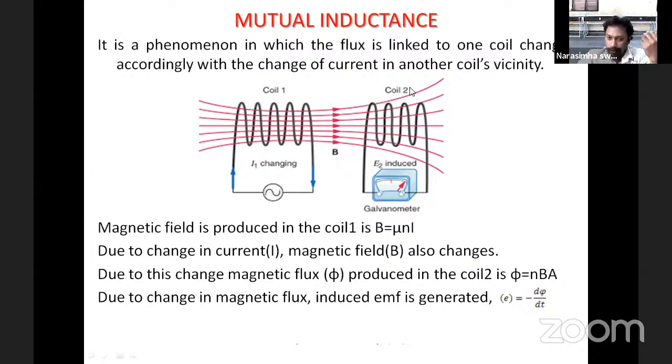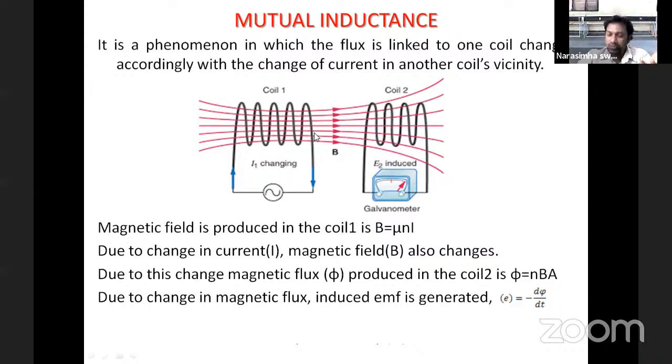So here, in the next coil, coil 2, EMF will be generated. If that EMF is connected to any external circuit, then current will flow. So here we use the galvanometer. Look at the whole setup here: we use two coils, with respect to each other, mutually.